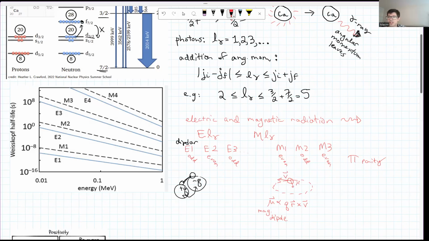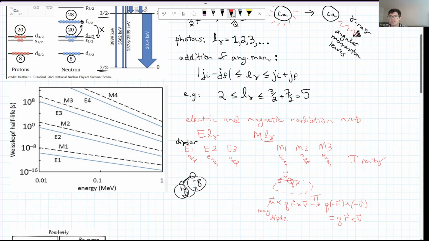And so when you do a parity transformation, you reverse all the coordinates. What'll happen is, so we'll put a pi here for parity, both the r vector and the v vector pick up a minus sign. So this becomes just the same thing. So you can see that because of the nature of the magnetic dipole, it won't pick up a minus sign for dipole radiation. And then you can show that it alternates for the even and odd values of L gamma, the photon quantum number. So what does that mean?